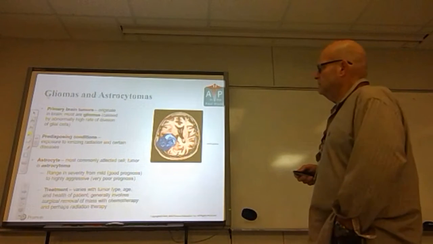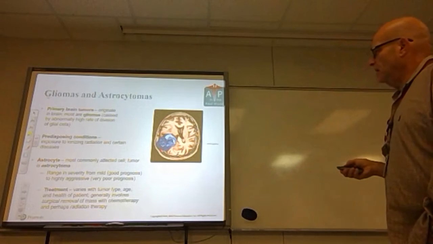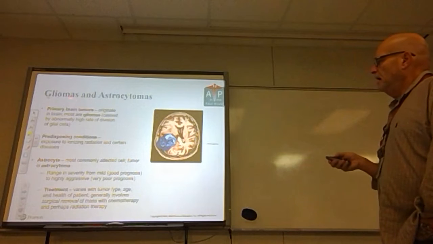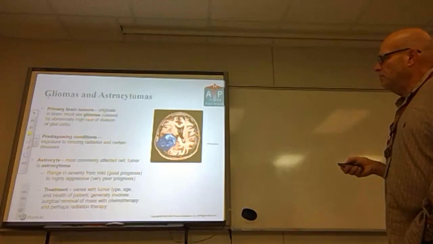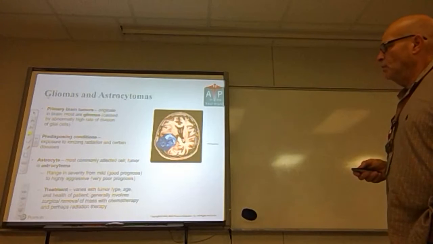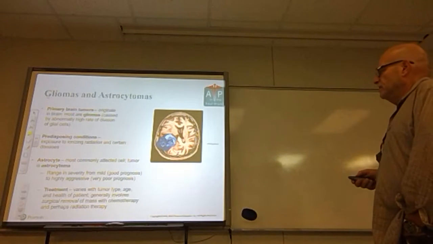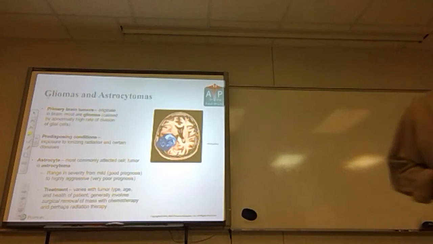Gliomas and astrocytomas. These are primarily brain tumors. Again, primary brain tumors originate in the brain. Most are gliomas caused by an abnormally high rate of division of glial cells.